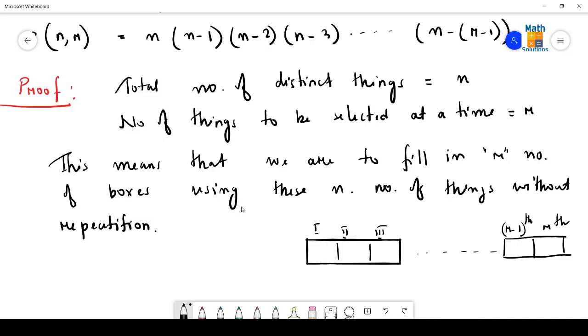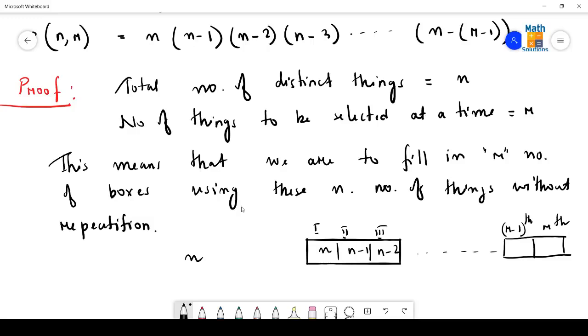So in the first place, how many options? The total number of distinct things we have is n, yes or no? So the possible number of ways to fill up the first place will of course be n. The number used in the first place we do not have to repeat in the second place. So how many options are left in my hand? Of course n minus 1 options for the second place. Then for the third place the options left are n minus 2.